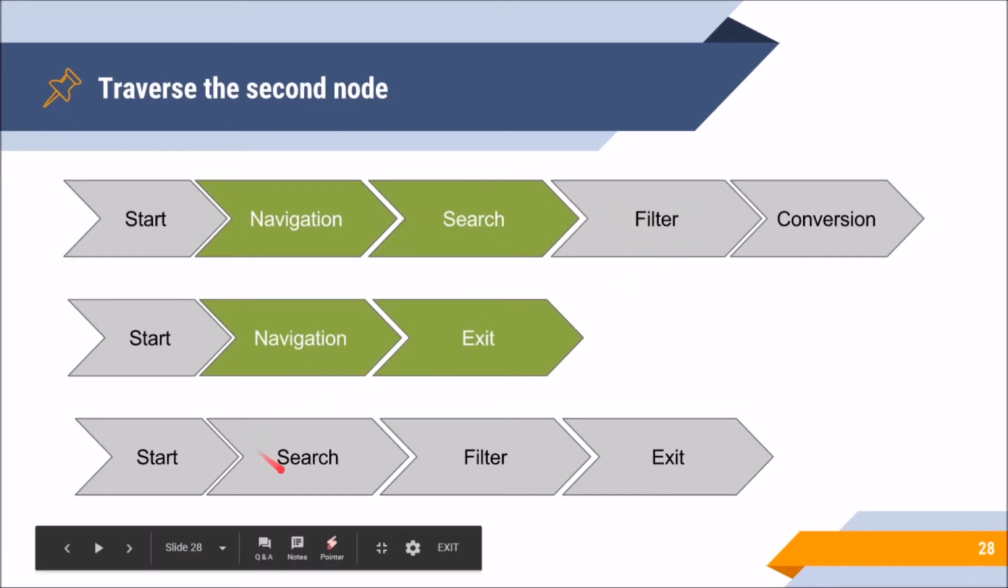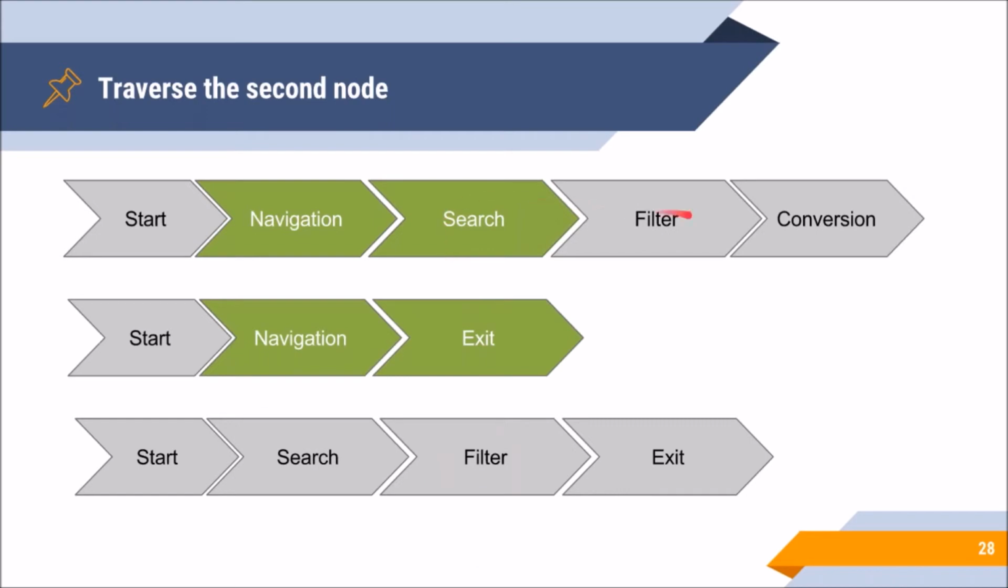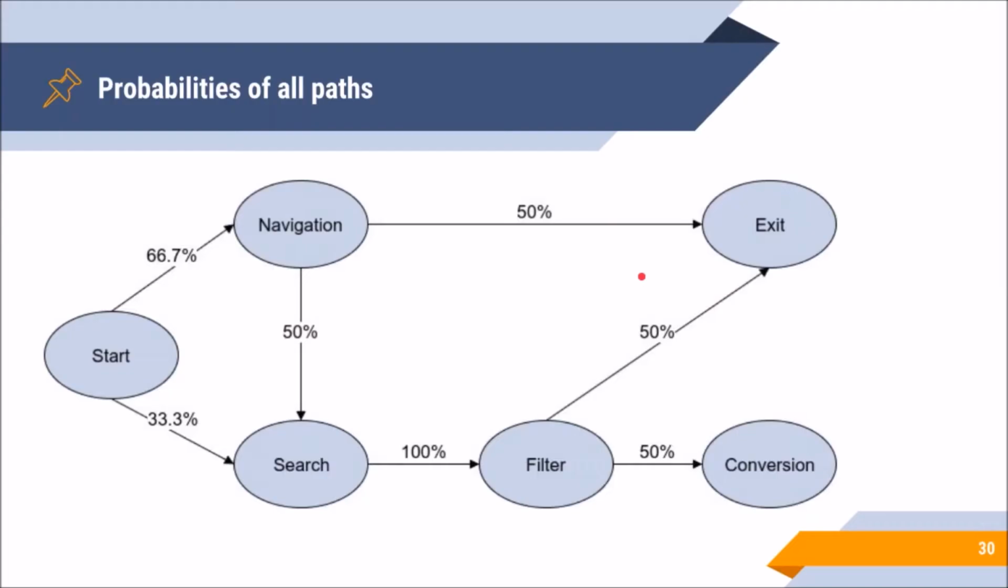Similarly, Joey has also used the search, and after search he has also used the filter, which means that the users who use search quickly use the filter right after the search. So which makes it 100%. So 100% of our users from search go to the filter.